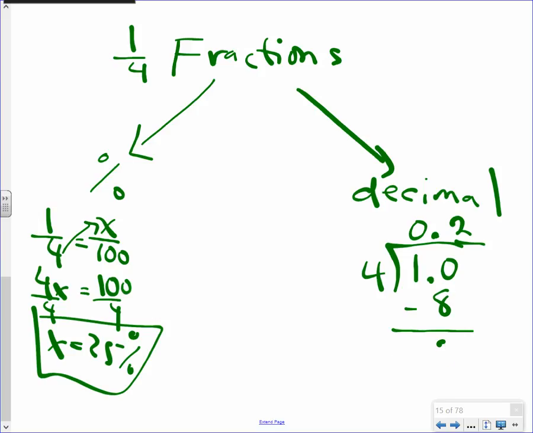2. Bring down another 0, right? So it's 20 right here. How many times does 4 go into 20? 5 times, done. 4 times 5 is 20. Goes in evenly. So look at, here's your decimal: 0.25.